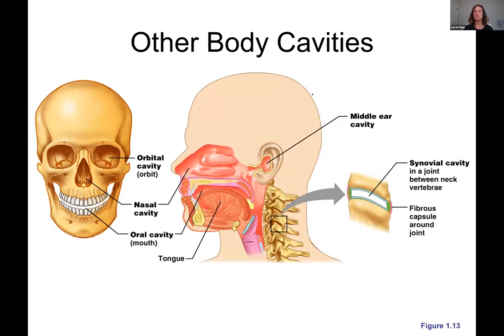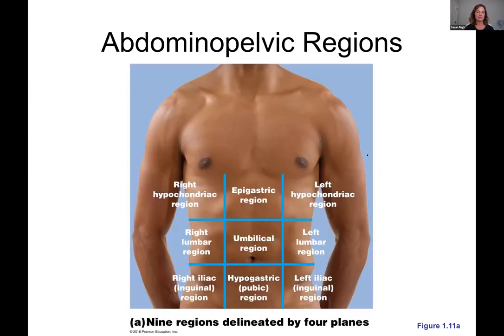Here are just some images of these cavities, right? We can see our nasal cavity, right? We can see the oral cavity. They're even showing you here a synovial joint in between your vertebrae. It's got some fluid in there. All right, and then I feel like there are a couple of slides that are missing.